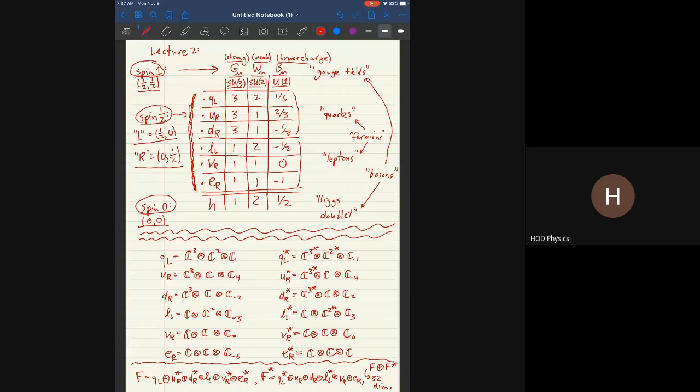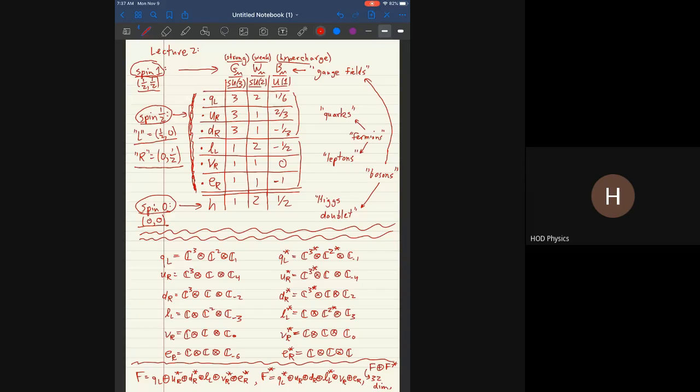In other words, it doesn't transform under the Lorentz group. And that's our scalar field, the Higgs here. So the top, and then on the right-hand side here, I've just reminded you of some of the terminology that's used to describe these fields.